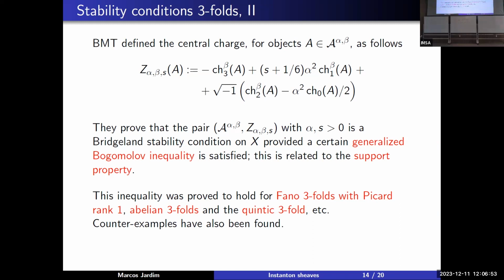And this procedure that was initially proposed by Bayer, Macrì, and Toda was shown to work for various examples, like Fano threefolds of rank 1, the quintic threefold, abelian threefolds. So there are a bunch of threefolds for which this procedure works, and there are a bunch of threefolds for which this procedure does not work. So there are counterexamples. But this family of Bridgeland stability conditions, depending on these three parameters, is called the geometric stability conditions in the literature.